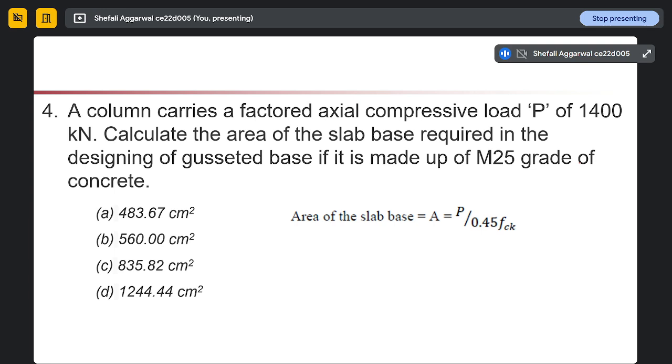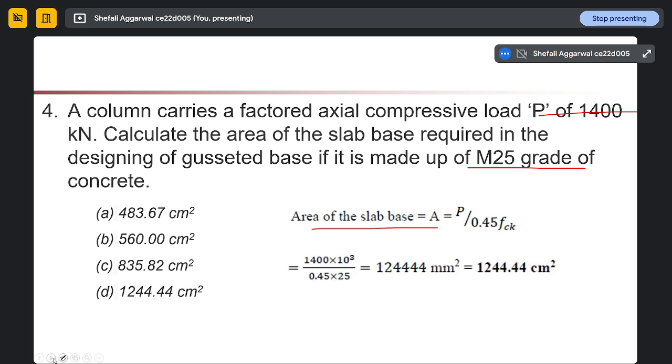So from the load, we can calculate the area of our slab base. It is given by P upon 0.55 fck. It is already given M25 grade of concrete. So area of slab is given by load 1400 kilonewton converted into Newton divided by 0.45 fck, 25. So area will be 1244.44 centimeters square. Okay.